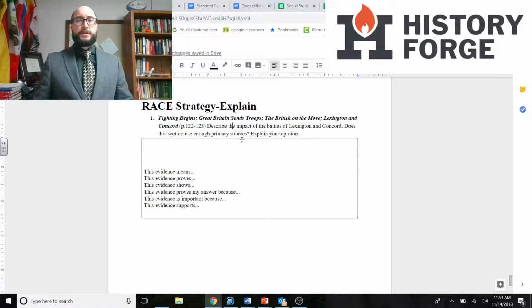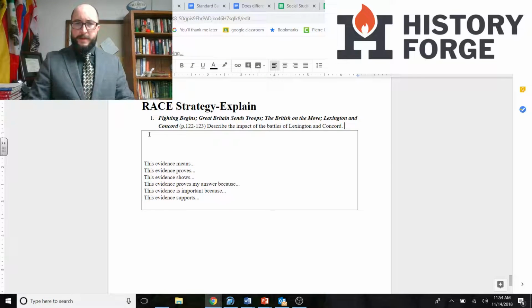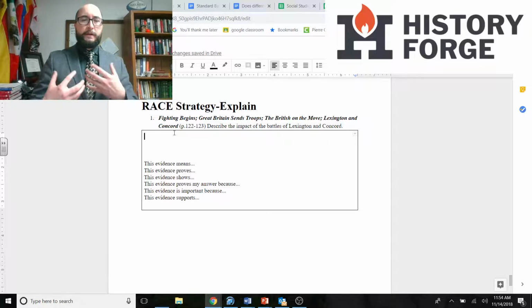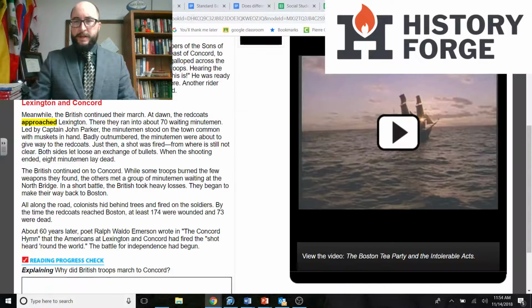The question is, describe the impact of the battles of Lexington and Concord. Does this section use enough primary sources? I'm going to tell you what, we're actually going to just remove that last part, because we should always explain our opinion. So we're just going to make it nice and easy to understand. We're just describing the impact of the battles of Lexington and Concord. Nice and simple, right? And I'm going to do the entire RACE strategy, but I'm really going to focus on the explaining part. So let's go ahead and get into it.